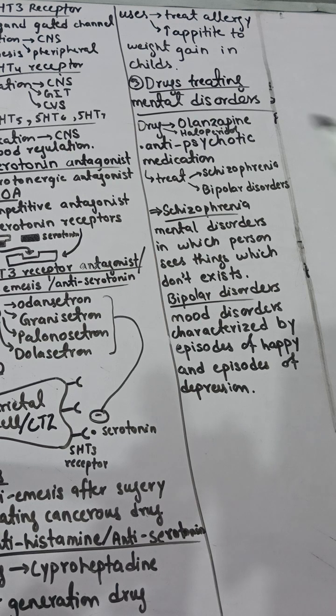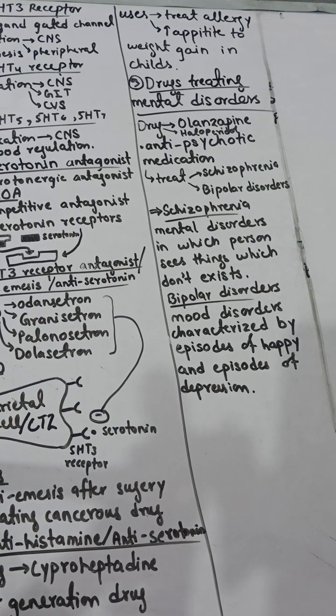The next is drugs treating mental disorders. A lot of diseases are treated by it, because serotonin is a neurotransmitter related to the brain. Whenever the levels of serotonin are disturbed, mental disorder will occur. So we can treat it with drugs like olanzapine and haloperidol.